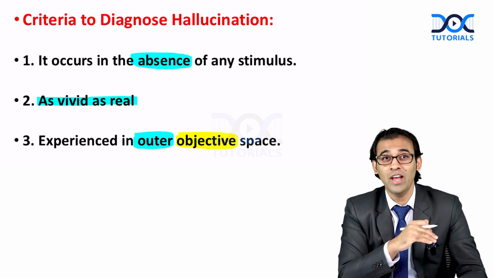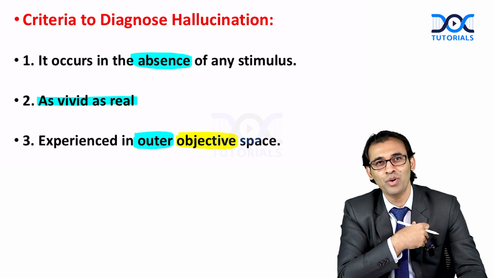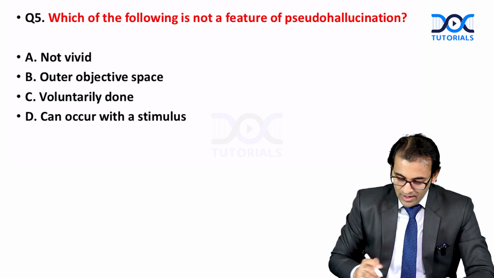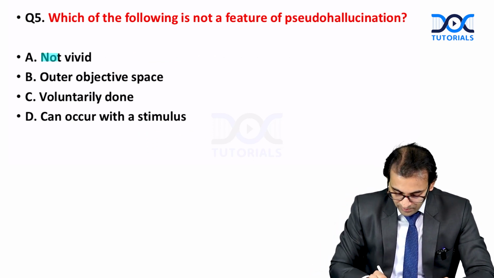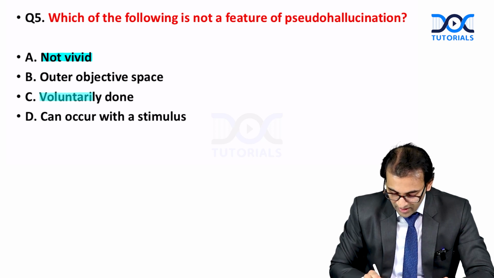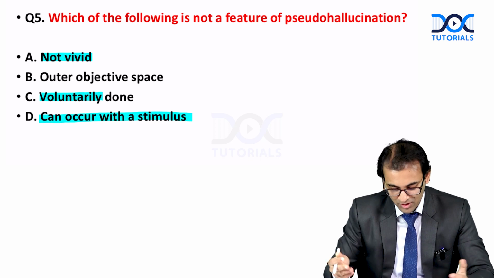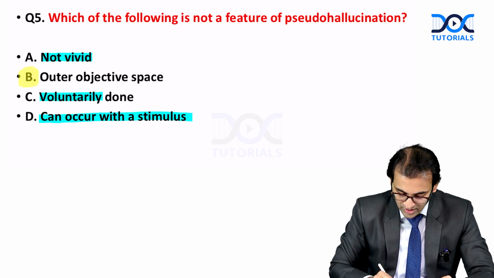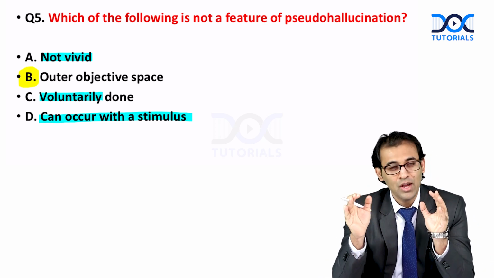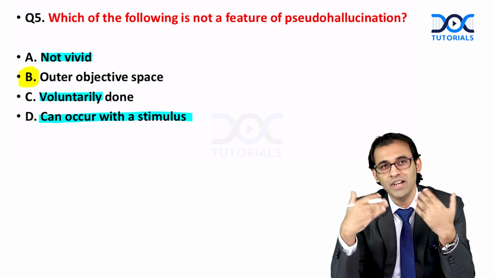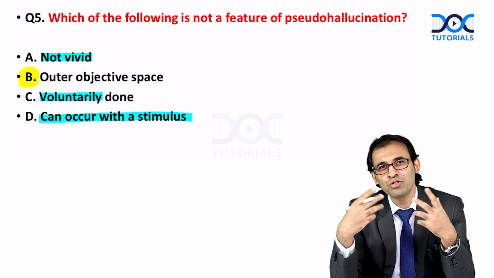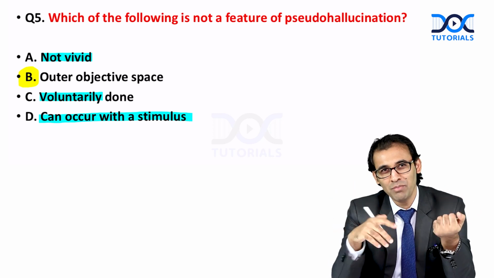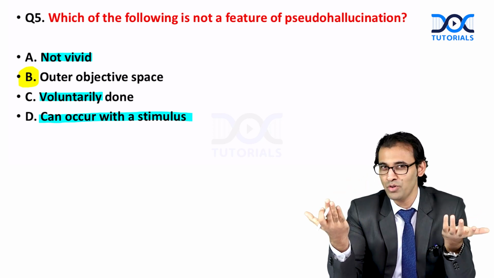So there are 4 criteria to diagnose true hallucination. Against these 4 criteria, it will be called as pseudo hallucination. Now what is the answer here? Pseudo hallucination, right? So this is not vivid. Voluntarily it can occur with a stimulus, pseudo hallucination. But when I talk about outer objective space, this is for real hallucination, not for pseudo hallucination, right? Very easy to understand. Most of the time they used to ask the definition of hallucination. This time they have asked in a reversed manner, pseudo hallucination. So always remember 4 criteria to diagnose the real hallucination, which I have taught you before, right?